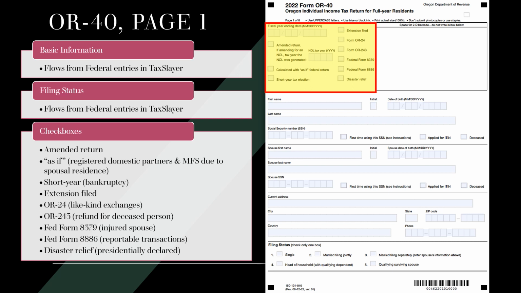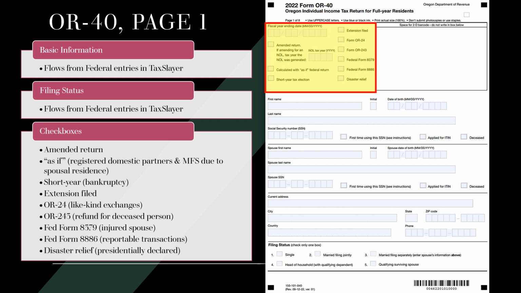At the top of the return, there are also some checkboxes that indicate circumstances that would require special handling, and you would need to input these into the return. Instances where a checkbox could be checked are: for an amended return, Oregon uses the same form for original and amended returns. So in the case we are filing an amended return, we would indicate that using this checkbox.